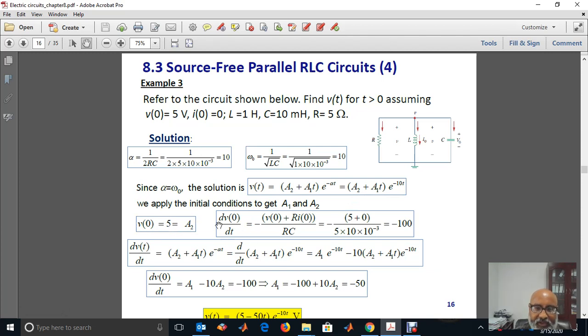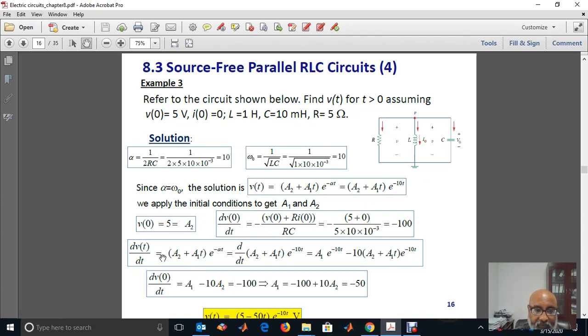The second initial condition is the derivative of V by dt at t equal to 0. This is equal to minus (V at 0 plus R I at 0) over RC. So all are given. V at 0 is given, I at 0 is given. We substitute and we have the second initial condition, dV by dt at 0, is minus 100. So we have two equations with two unknowns. This is a simultaneous equation, so we are able to solve it.